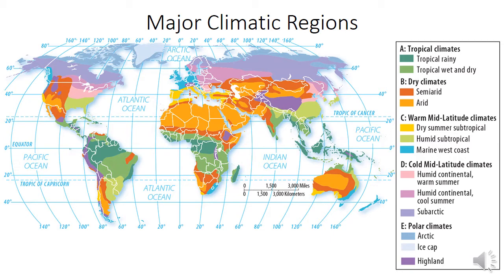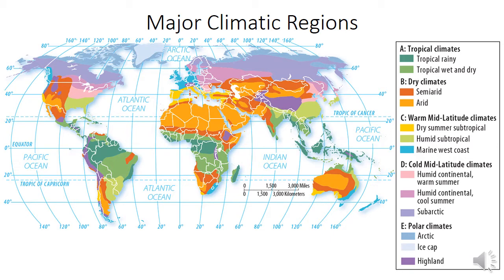And the connection between climate regions and agriculture regions is very strong. I encourage you to take time to examine this map and the next map I'm going to show you. Both of them are in your textbook. And try to make some of those connections yourself.